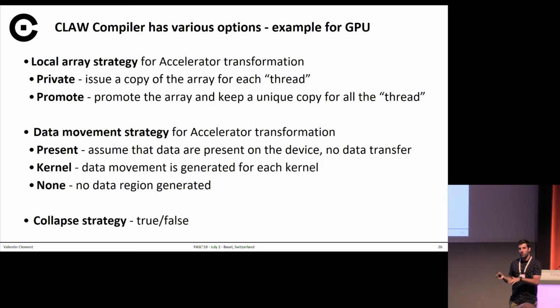But of course, you can also promote them, so you will have only one copy and then a unique index for each thread, so that there is no data race on it. For the data movement strategy, we also have options.